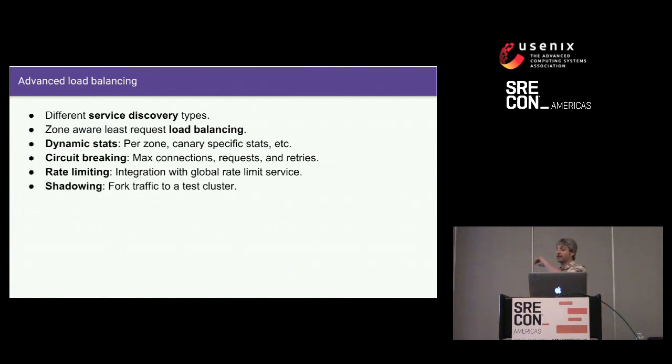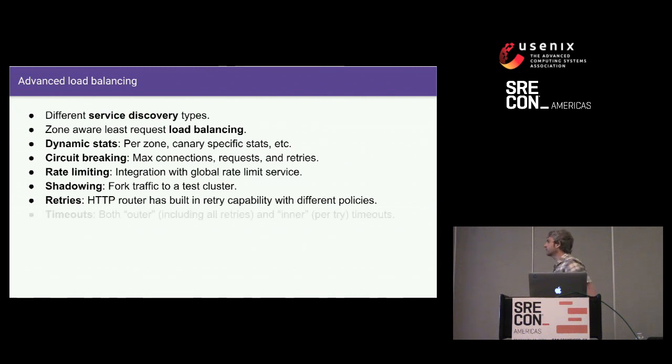We do shadowing, so we can actually fork traffic to a test cluster. This has been a pretty popular feature with our devs. We have built-in retries with different policies. We do a whole bunch of stuff with timeouts. So we have both outer timeouts as well as inner timeouts. The reason that's important is that we actually encourage our devs to use a combination of both timeouts as well as retries, and set reasonable inner per-try timeouts and then set a global timeout. And then we use exponential backoff for those retries.